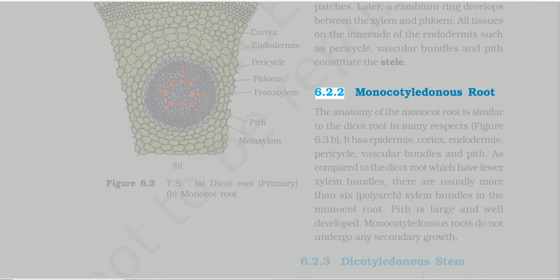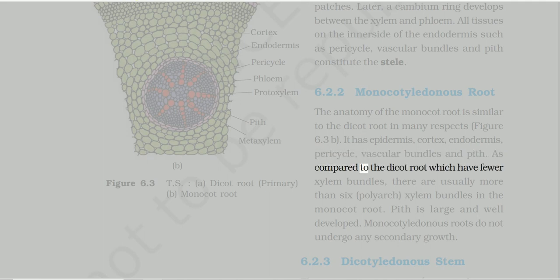Monocotyledonous root. The anatomy of the monocot root is similar to the dicot root in many respects. Figure 6.3b. It has epidermis, cortex, endodermis, pericycle, vascular bundles and pith.